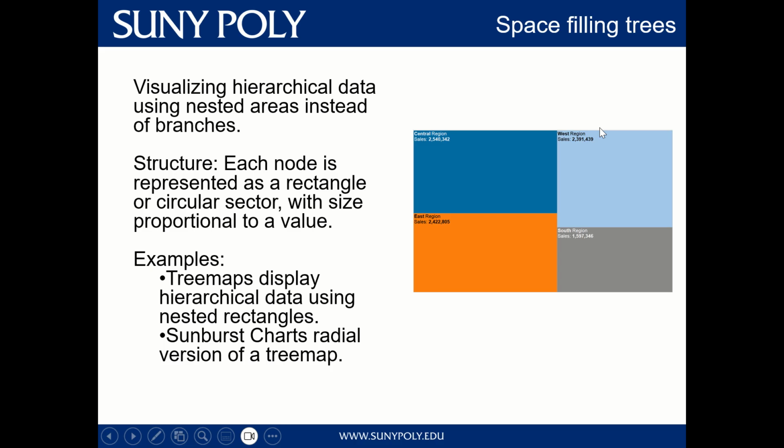Now, tree maps are even more useful when you have more categorical variables. For example, you have category and subcategory. So let's say that in the same example, we have regions, but also we have families of products. Then we can have some nested rectangles inside each region. So that's when the tree map starts getting very useful.